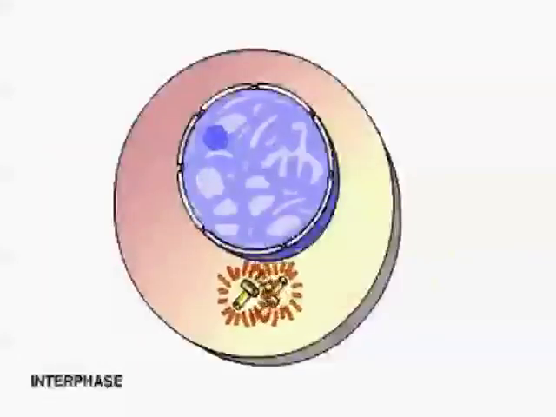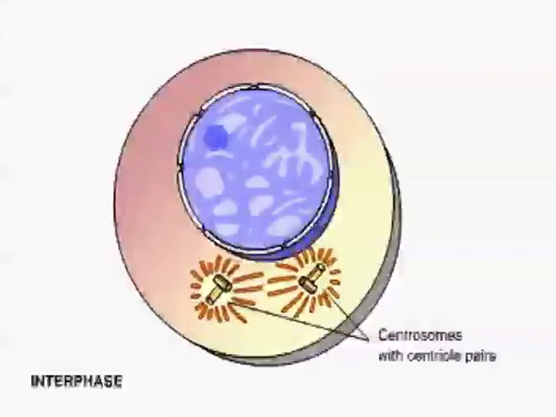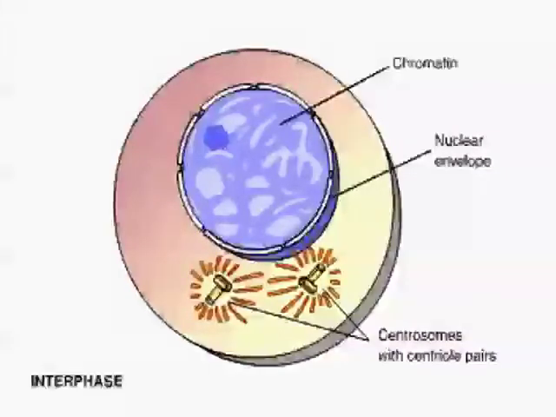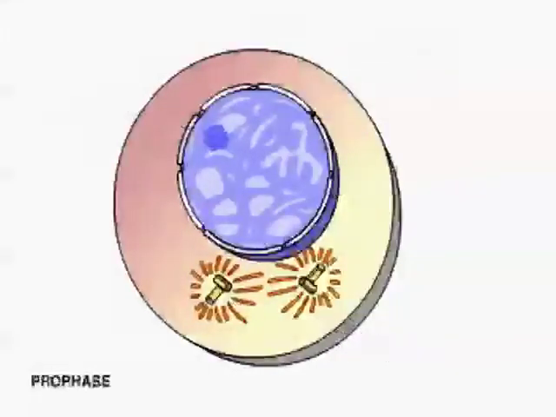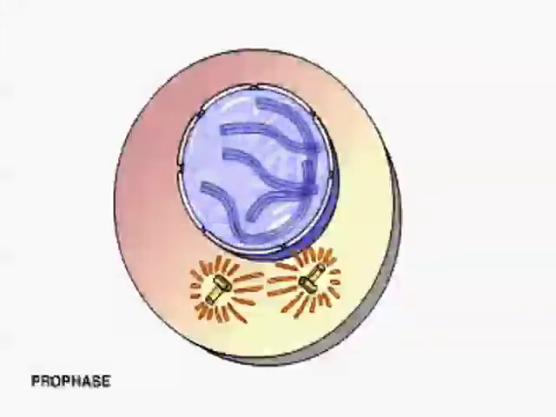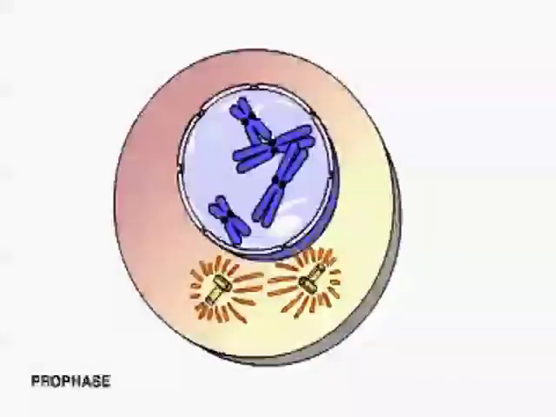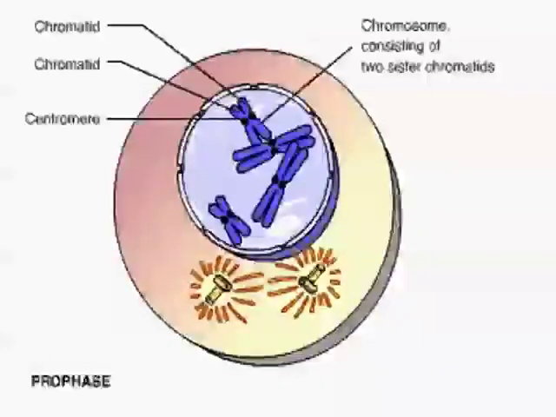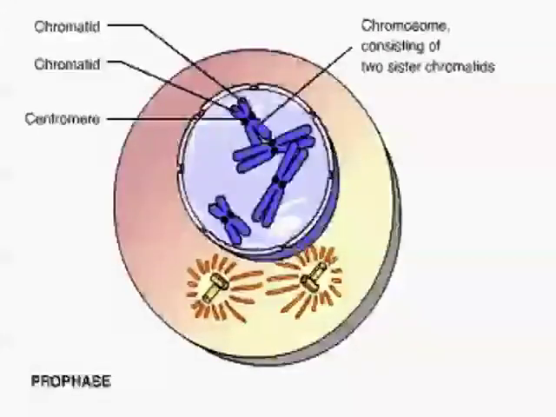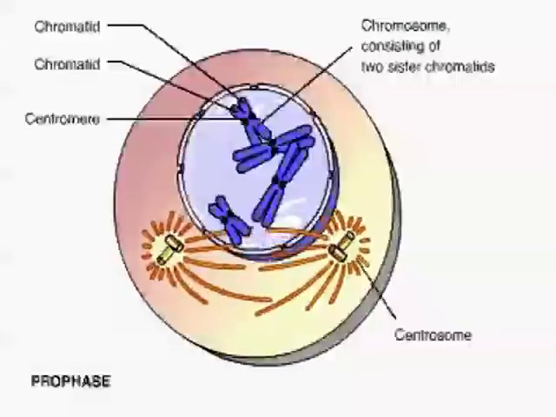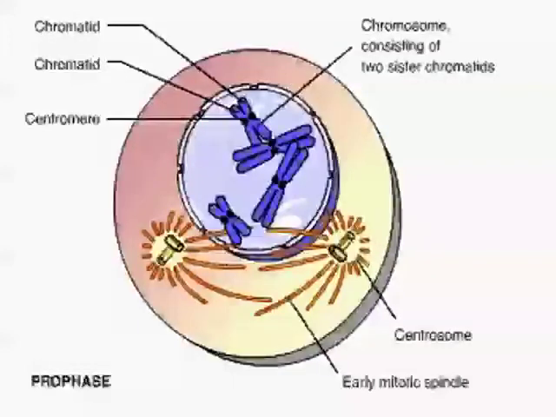The cytoplasm of a cell in late interphase contains two centrosomes, each of which may contain a pair of centrioles. In the nucleus, the chromosomes have been replicated during S phase, but are still dispersed in the form of chromatin. One or more nucleoli are present. During prophase, the nucleoli disappear and chromatin fibers coil up to become discrete chromosomes. Each chromosome consists of two identical sister chromatids, joined at the centromere. Microtubules grow out from the centrosomes, initiating formation of the mitotic spindle.